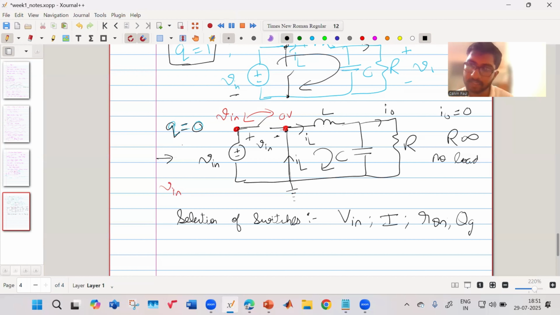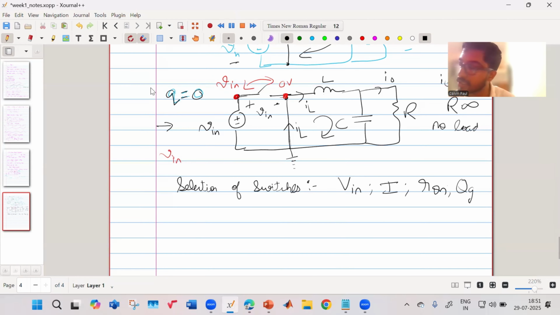If you remember, sir had mentioned something known as wide bandgap devices. Wide bandgap devices are good because the on resistance is less and the QG also is less. They have very good characteristics compared to the normal silicon switch. Silicon switches are used extensively in power electronics, but now people are slowly adopting wide bandgap switches, which are gallium nitride and silicon carbide, because of their better characteristics. So that's how you select your switches.